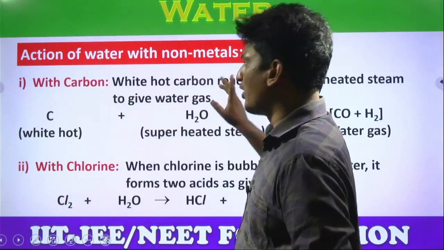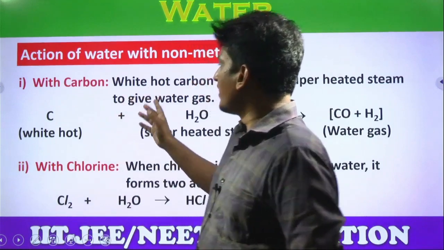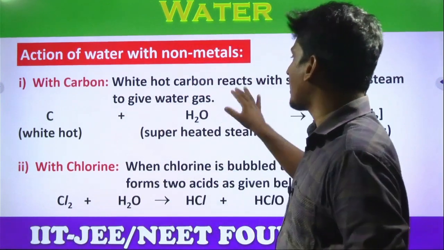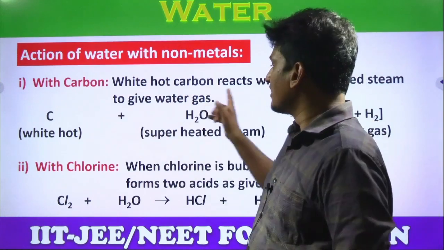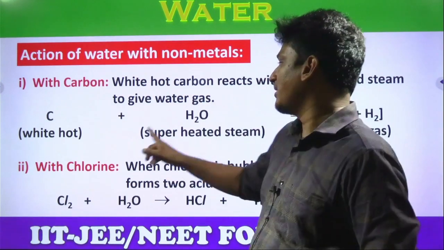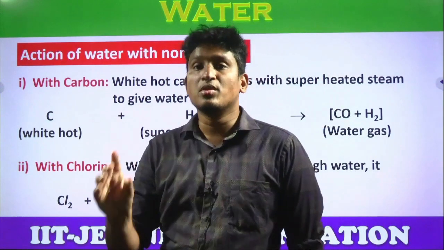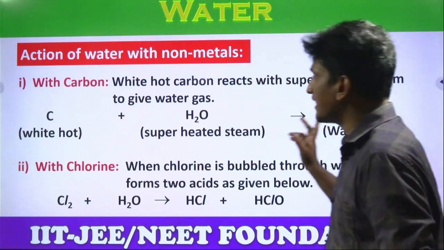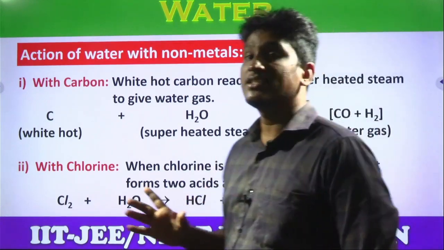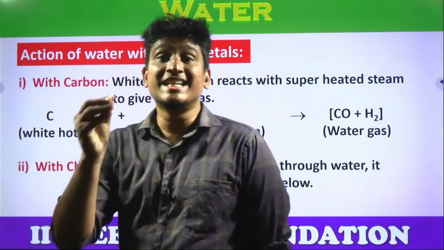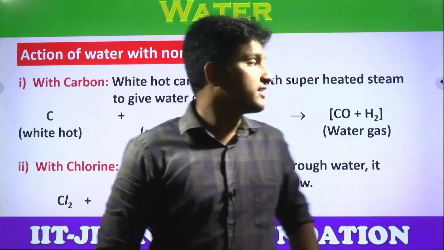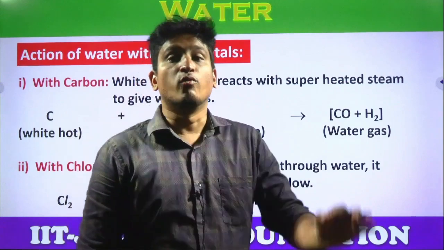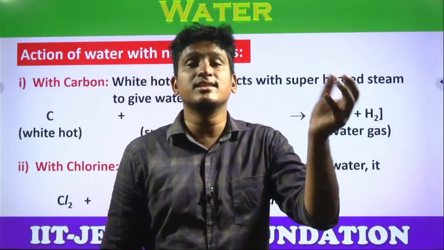Action of water with non-metals. So students, first with carbon. When hot carbon reacts with super-heated steam, it produces carbon monoxide and hydrogen gas. C plus H2O gives rise to CO plus H2. This reaction is very important on the industrial scale. Why? Because this combination of carbon monoxide and hydrogen gas is called water gas, which is used as a fuel.